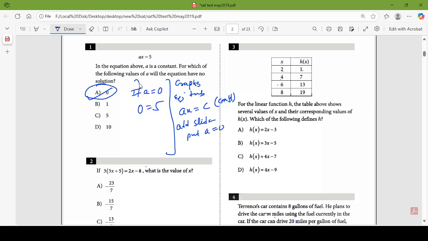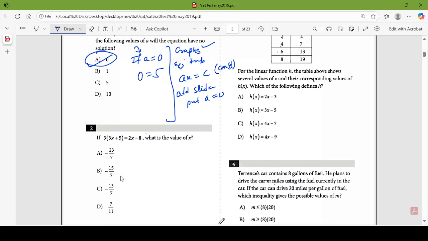So either you can use plugin or you can use graphs. Now come to the second question. In the second question, either you can solve it for x or you can simply put this expression in calculator and get x-intercept and then match with the choices.